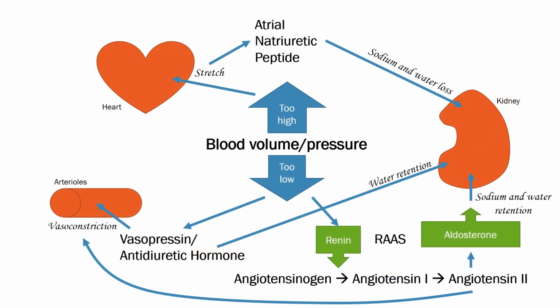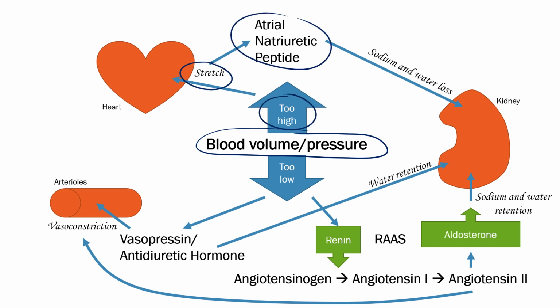So if we look at this whole picture, when we're looking at tonicity, we're looking at blood volume and blood pressure. If it's too high, that's going to cause the heart to stretch. We're going to release atrial natriuretic peptide, and we're going to lose sodium and water at the kidney. If blood volume and pressure are too low, we're going to do two main things. We're going to release vasopressin and antidiuretic hormone from the posterior pituitary.